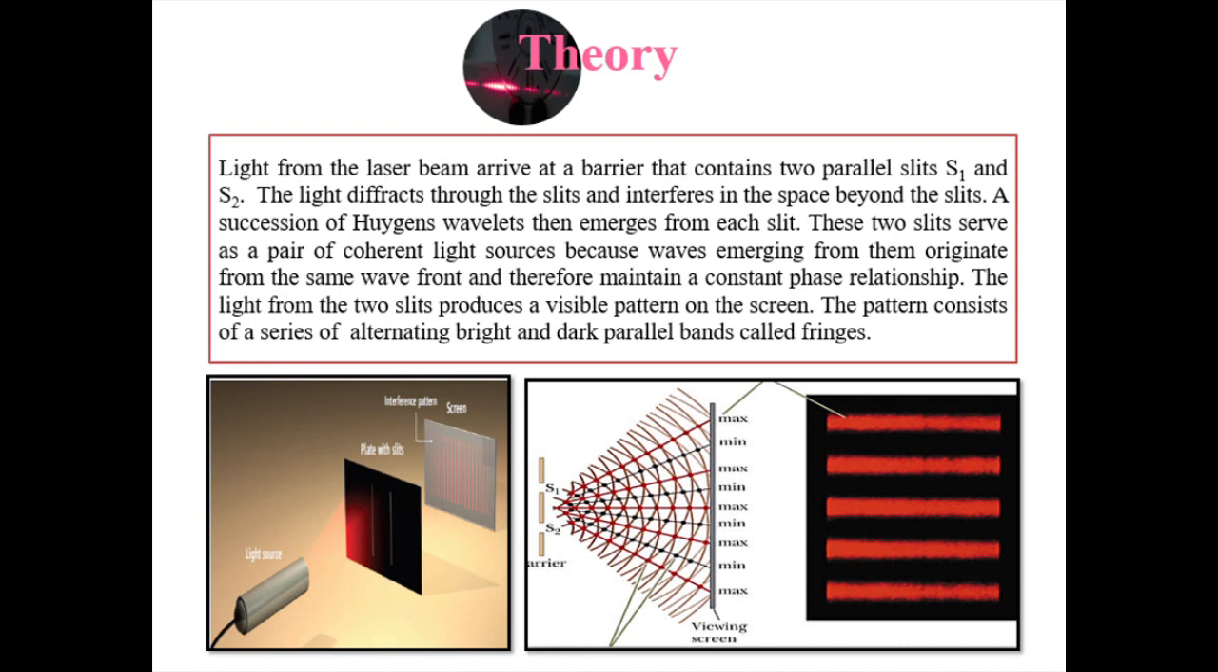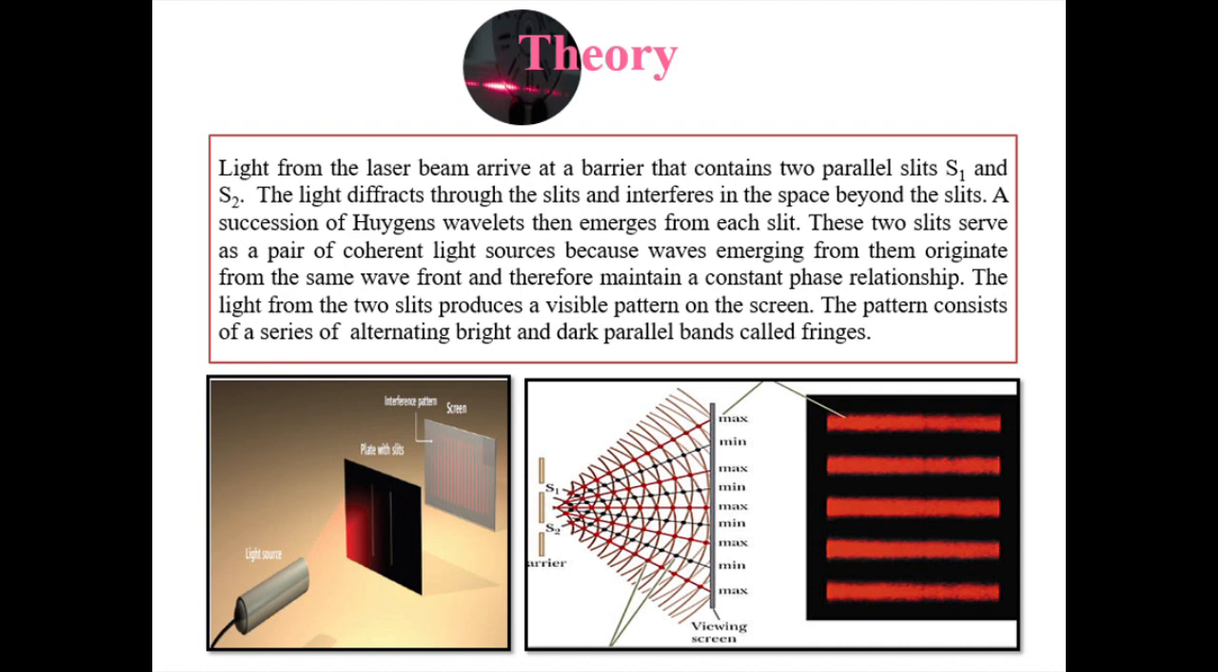Light from the laser beam arrives at a barrier that contains two parallel slits, S1 and S2. The light diffracts through the slits and interferes in the space beyond the slits. A succession of Huygens wavelets then emerges from each slit. These two slits serve as a pair of coherent light sources because waves emerging from them originate from the same wavefront and therefore maintain a constant phase relationship.